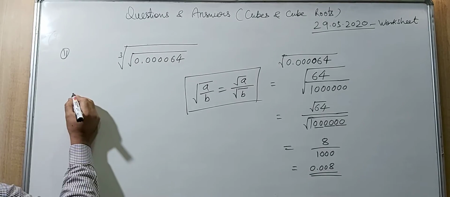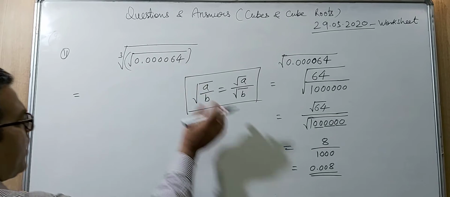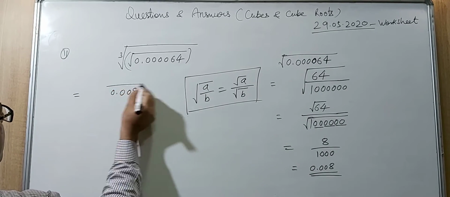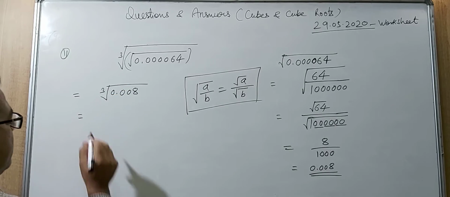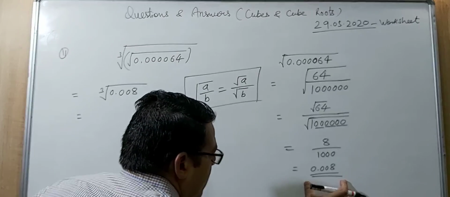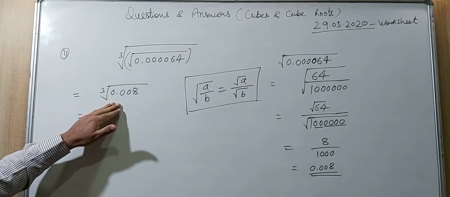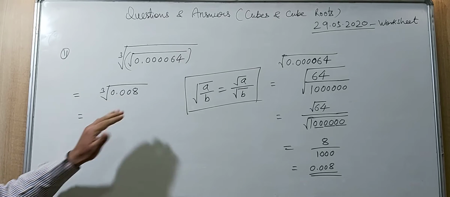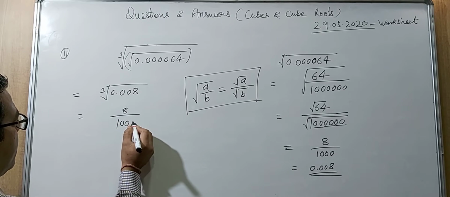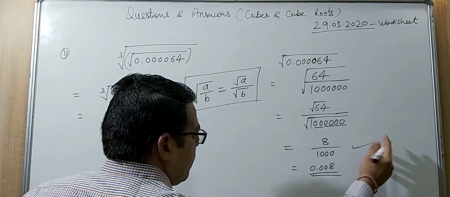So now in the place of this one we can write 0.008, and outside we know that the cube root is there, right? The value of this one we have just calculated, it is 0.008. Now you have to find the cube root of 0.008. How can we find it? Again we have to remove the decimal point here. So you do one thing, this value you can also take directly here.